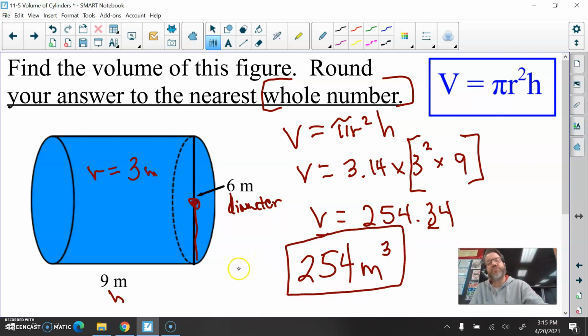Okay? Maybe I should use that squiggly equal sign because it's about that. I could use that squiggly equal sign up here too, because remember we did approximate pi when we used 3.14. But yes, 254 cubic meters is our answer.